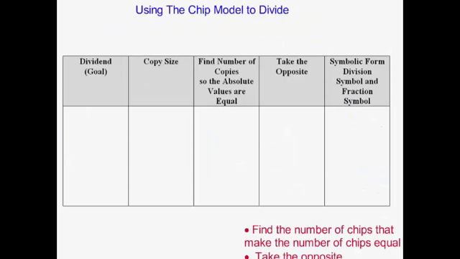I'd like to do one example where my dividend and copy size are different in sign, and it doesn't matter which one's positive and which one's negative. I'll make up a problem where my dividend is positive 15, and I want my copy size to be, say, negative 5. So I would be taking 15 and dividing by negative 5. And you may think of this as how many copies of negative 5 are there in the number 15?